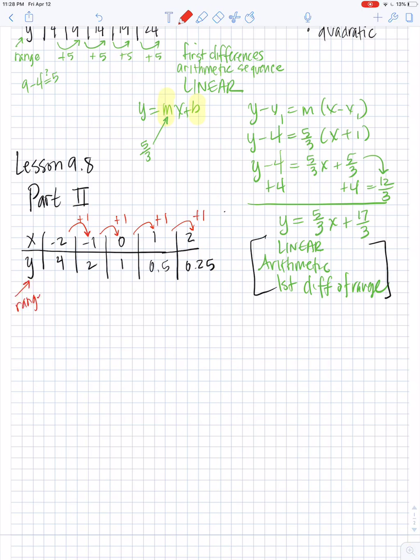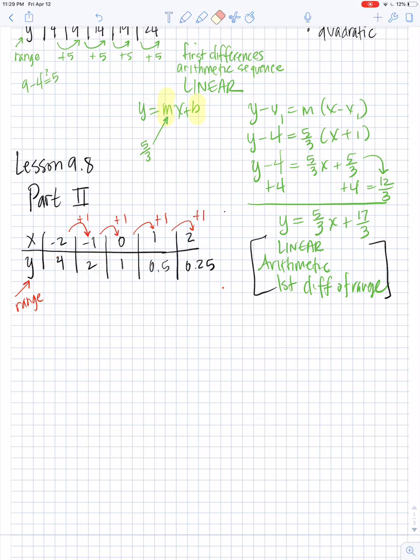Remember, if I can find the differences, meaning if I do 2 minus 4 to analyze these two items in my range, I get -2. Then I'm wondering, what's 1 minus 2? Am I going to get the same difference here? 1 minus 2 equals -1. No, this is not arithmetic. What we're not coming up with is a consistent difference between successive terms in the range. So we've analyzed our first differences and no, it's not arithmetic.